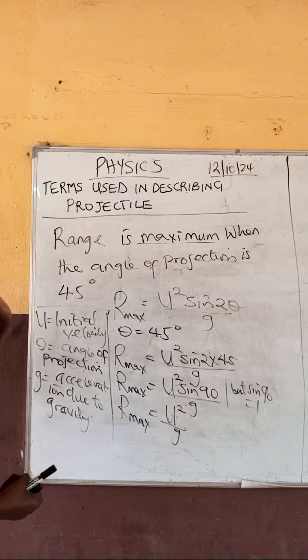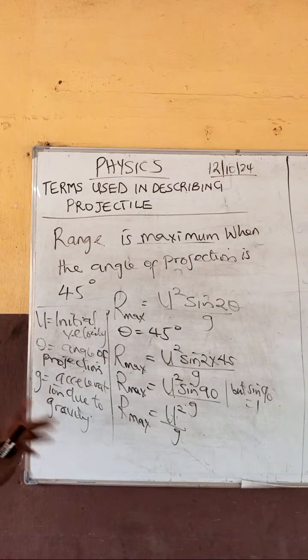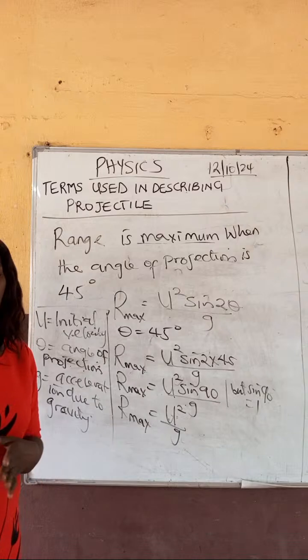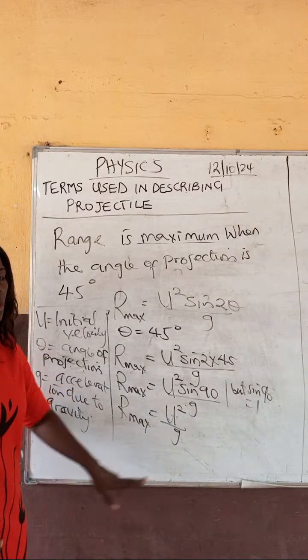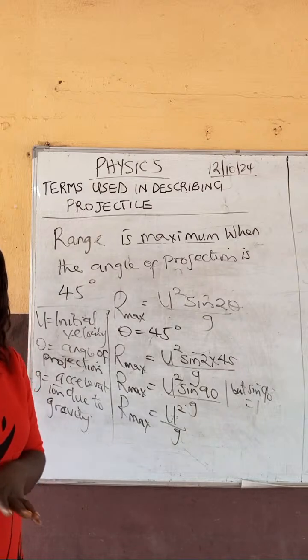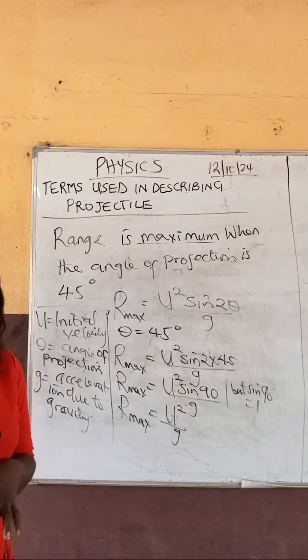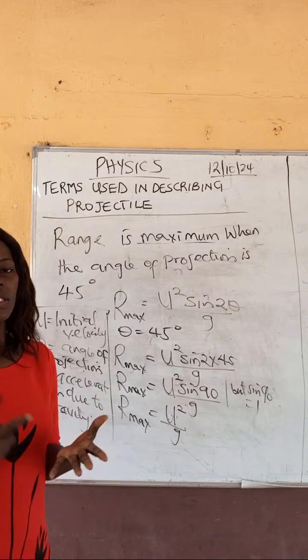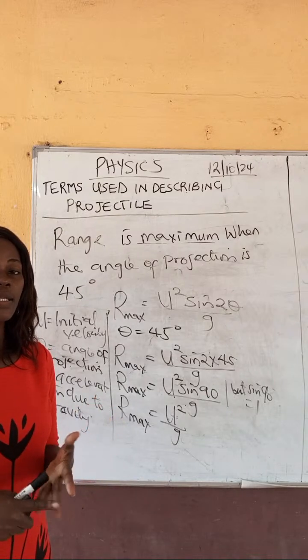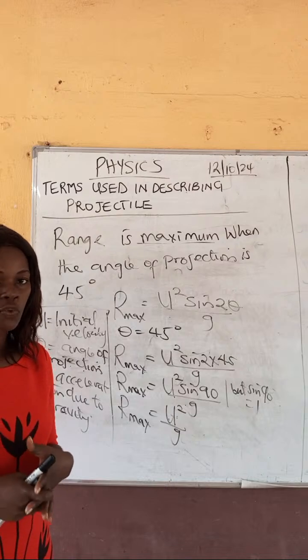Now, the range is said to be maximum when theta is 45 degrees. If you are given a problem and you are asked to find the maximum range, simply put theta as 45 degrees and solve, or simply use this formula U square over G. So we are going to look at a few examples on this to see how we can apply the formulas of what we just did now: the time of flight, the maximum height, and the range.